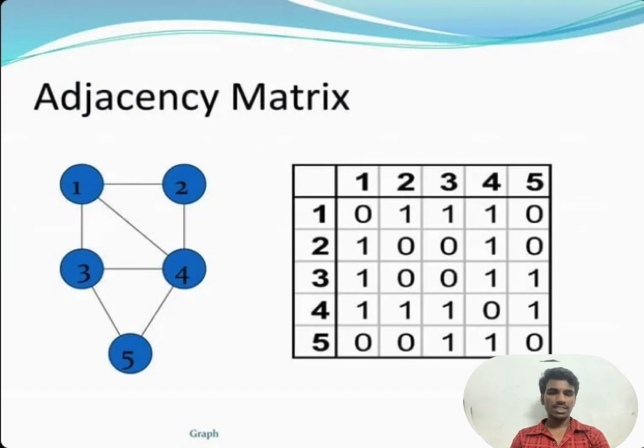Adjacency matrix continued. 1 is connected to 0: 0. 1 is connected to 2: 1. 1 is connected to 3: 1. 1 is connected to 4: 1. 1 is connected to 5: 0. If one node is connected to another node, it is true and its value becomes 1. If one node is not connected to another, its value is 0.